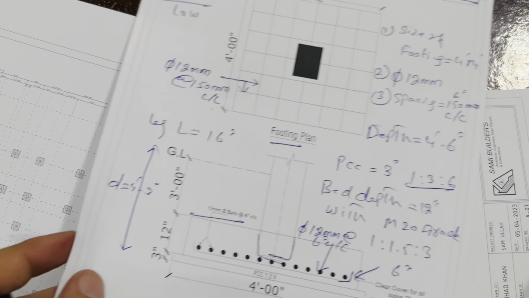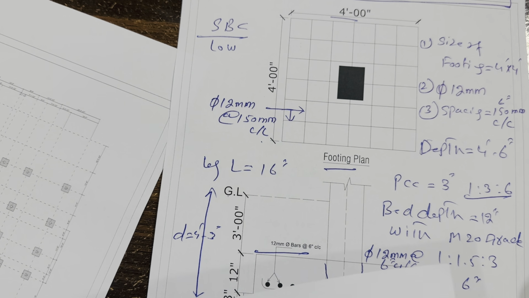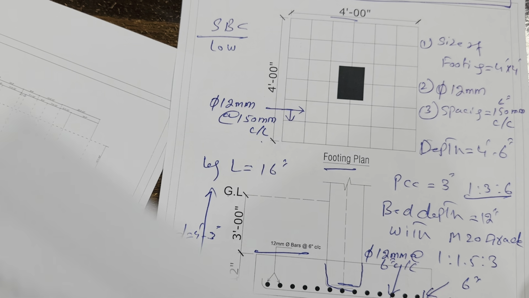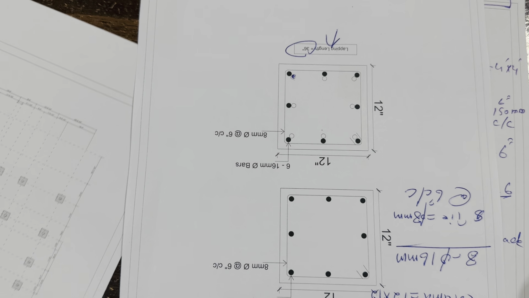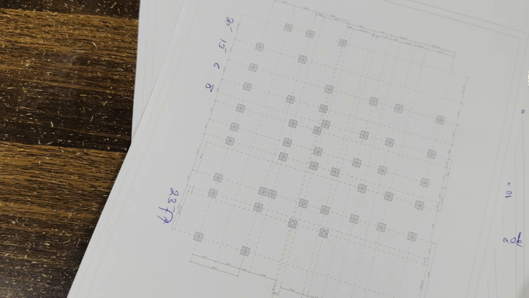So what I have discussed in front of you: first of all, the size of the footing and its steel reinforcement for a double story residential building where the bearing capacity was very low. The size of the column is 12 by 12 inches, with 8 bars here. The dia is 16 millimeter, and this is a layout plan.